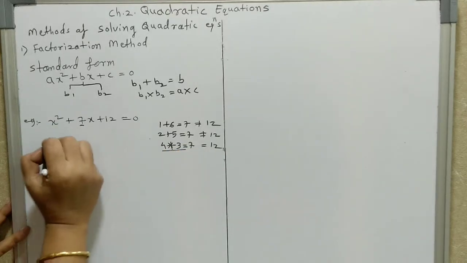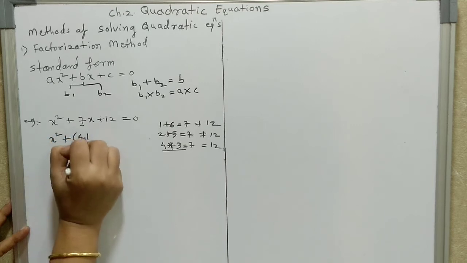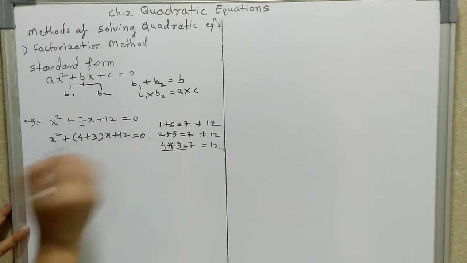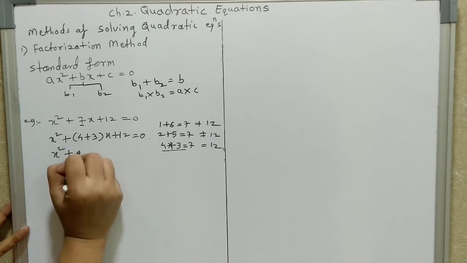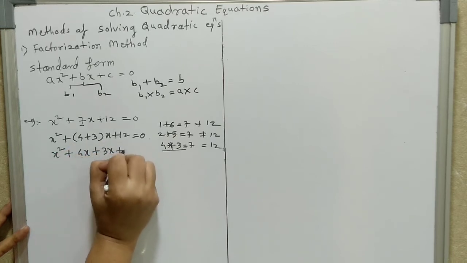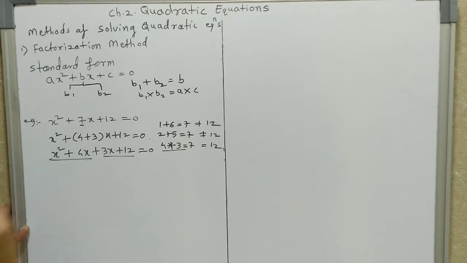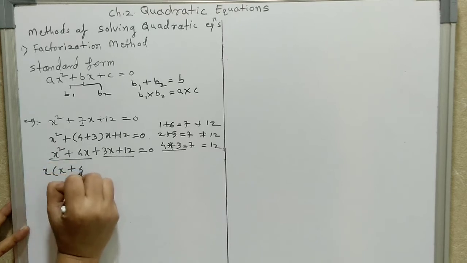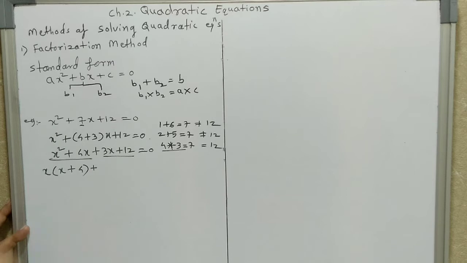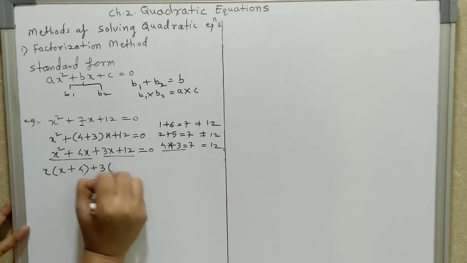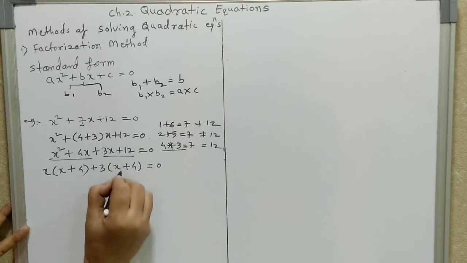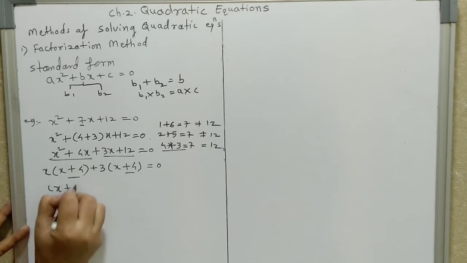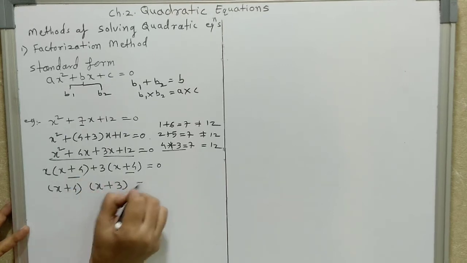So put this value in the equation. x square plus 4x plus 3x plus 12 is equal to 0. So separate this: x square, x multiply, 4x plus 3x plus 12 is equal to 0. Take x common in the first two terms, so here x plus 4 remains in the bracket. Here the sign is plus, so we write plus. Then take 3 common in the last two terms, there remains x plus 4 equal to 0. Now see here, these two brackets are the same, so take these two brackets common: x plus 4 remains, and x plus 3 equal to 0.